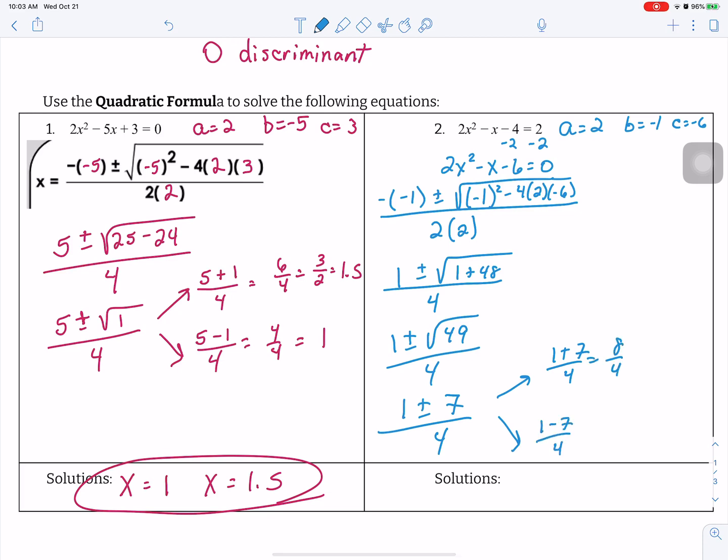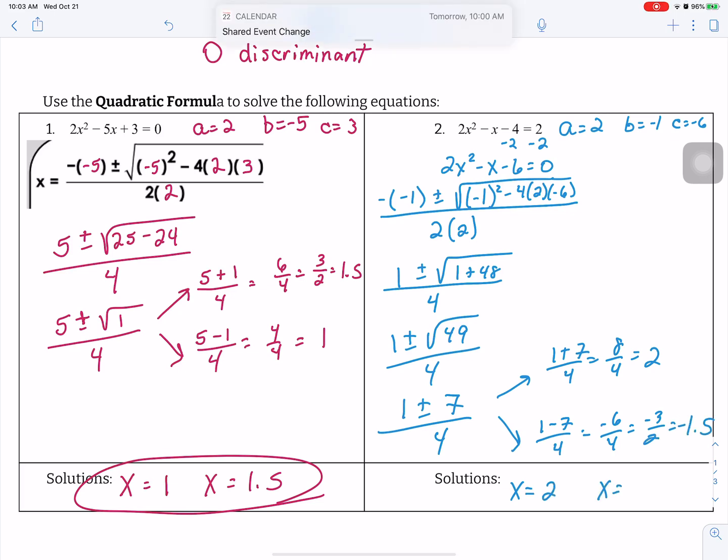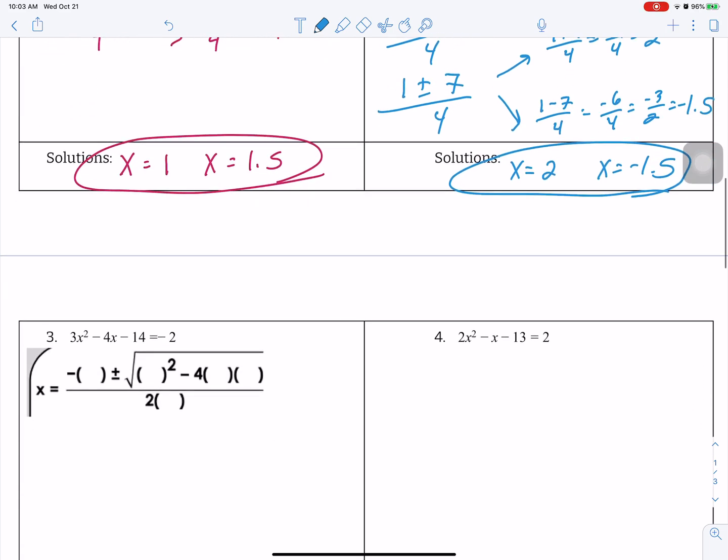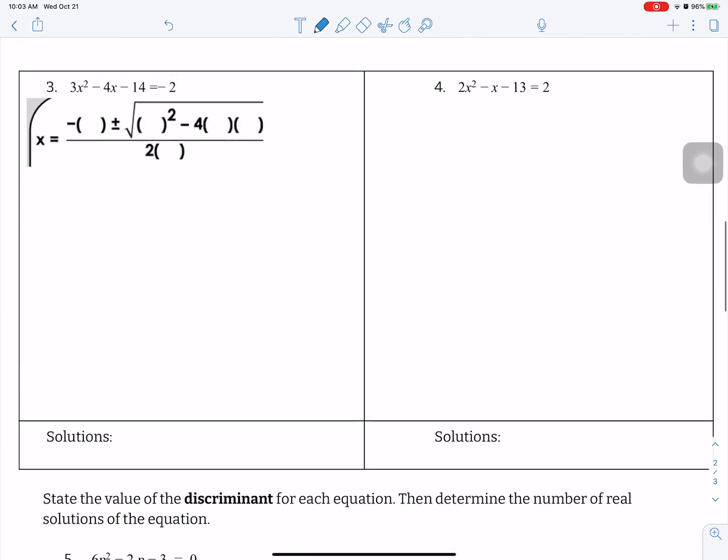So 8 over 4 is 2. So possible solution is 2. And then this one here would be negative 6 over 4, which is negative 3 halves, which equals negative 1.5. Again, we would have 2 solutions. If we get one solution, those 2 would end up just equaling the same number. So we would know typically that, and that's going to happen when that square root is 0. Because in that case, you just, again, get like 1 plus 0, and then divided by the same number, or 1 minus 0. So you have a couple more that you're working through on that section to make sure you understand it.